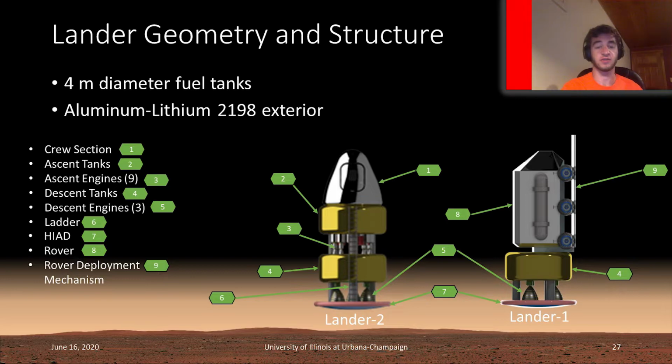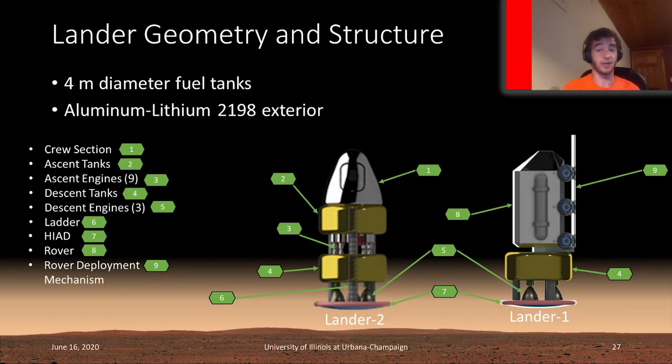Both landers feature several common design elements, including 4-meter diameter fuel tanks and the outer exterior of these tanks being aluminum lithium 2198. Both of these landers also feature hypersonic inflatable aerodynamic decelerators, or HIADs, for the thermal protection system during descent. Attached to the HIADs are common descent engines, which are used for supersonic retropropulsion, and also descent tanks, which provide the fuel for descent.